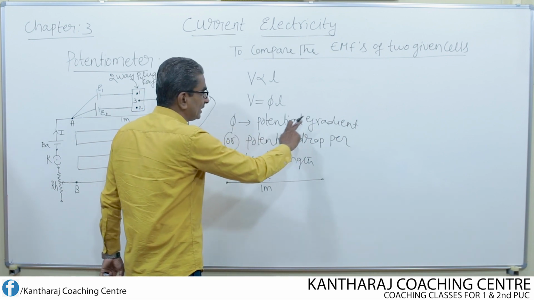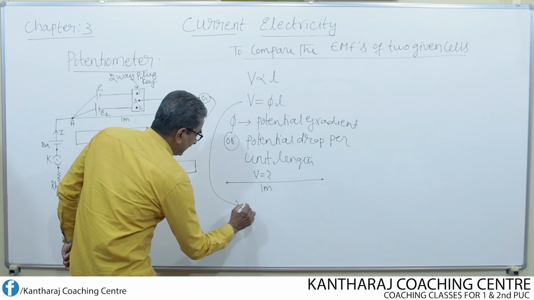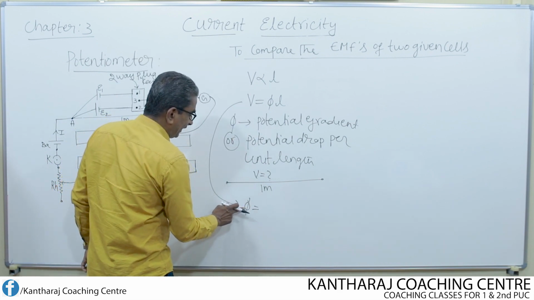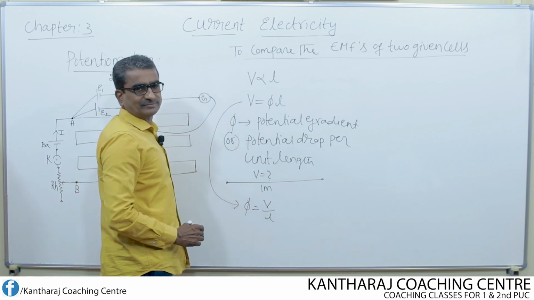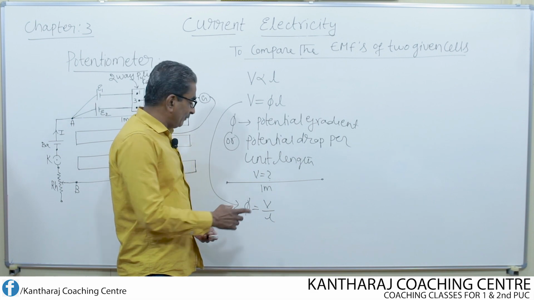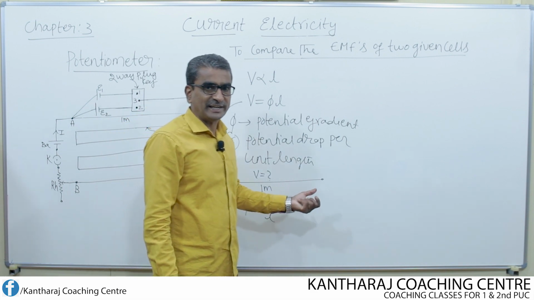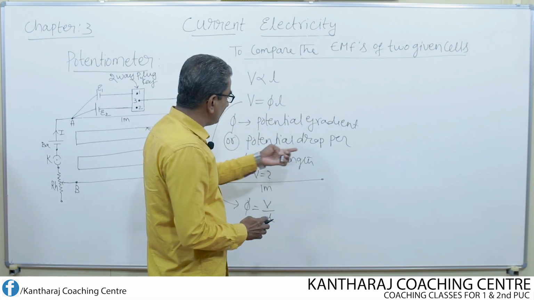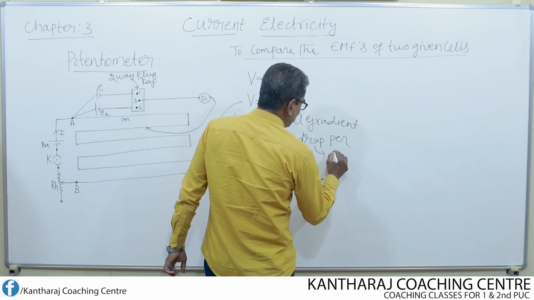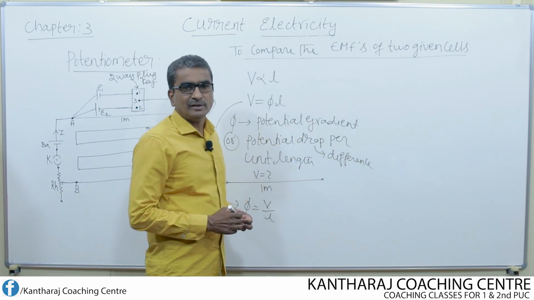From this equation, I can write the expression for the potential gradient phi as equal to potential per unit length. So every 1 meter of wire possesses how much potential difference across its ends, that is termed as potential gradient or potential drop. Drop means nothing but difference. Potential drop means potential difference.